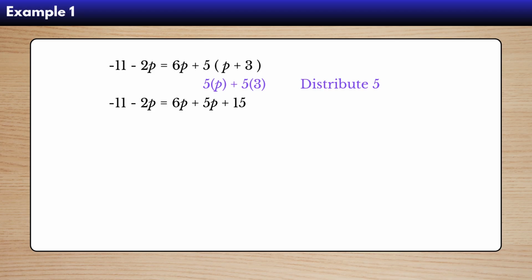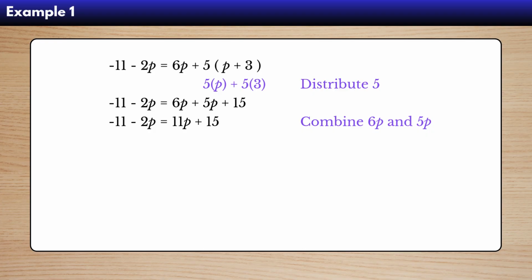5 times p is 5p, and 5 times 3 is 15, giving us 5p plus 15. Copying down the rest of our equation, now we have negative 11 minus 2p is equal to 6p plus 5p plus 15. We have like terms, 6p and 5p, on the right side of our equation. So here, we should combine 6p and 5p, giving us 11p. Now, we have negative 11 minus 2p is equal to 11p plus 15.